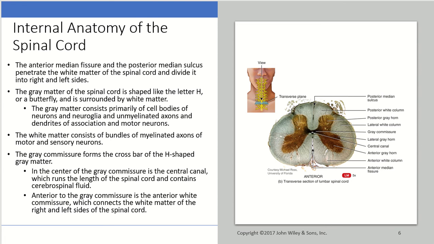So the gray commissure is going to form the crossbar of the H-shaped gray matter, this thing in the middle here. And the center of the gray commissure is going to have the central canal, which runs the length of the spinal cord, and it contains the cerebrospinal fluid. Anterior to the gray commissure is the anterior white commissure, and this is going to connect the white matter of the left and the right sides of the spinal cord.